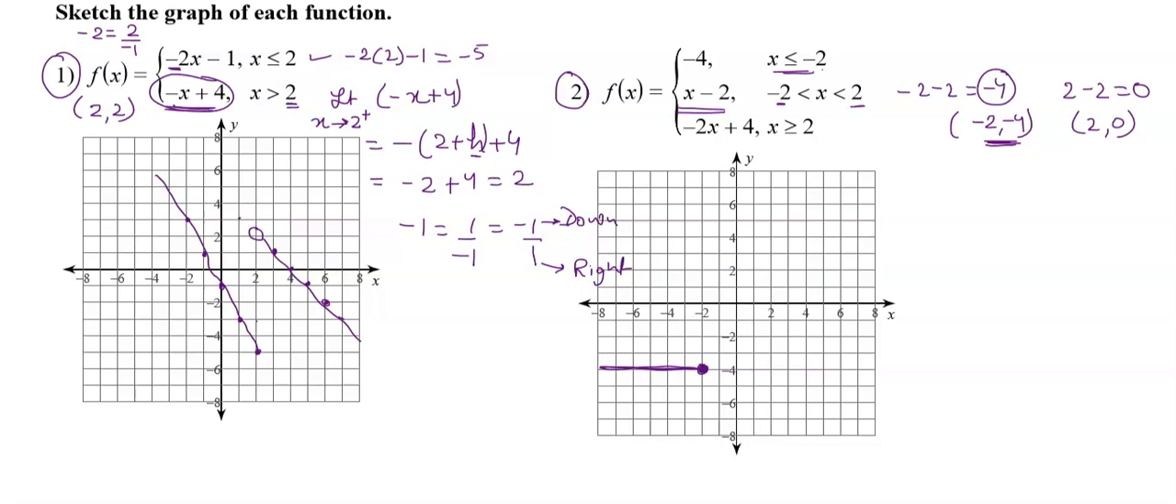Okay. Then the next point is 2 comma 0. Guys, I am doing the second equation. Okay. So 2 comma 0 is here and that is a hollow circle. Okay. Now we'll join them. So that is a straight line, so we join them. Okay. So we are done with the second equation.